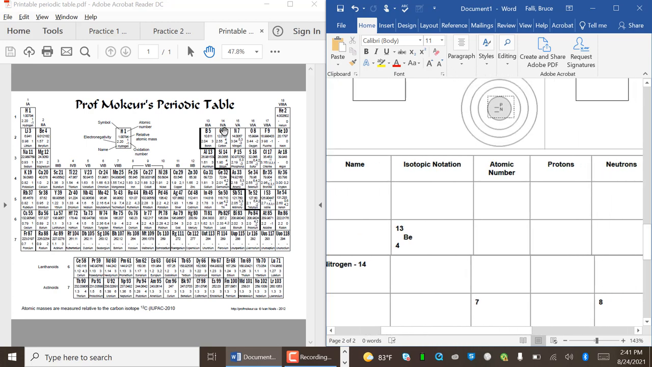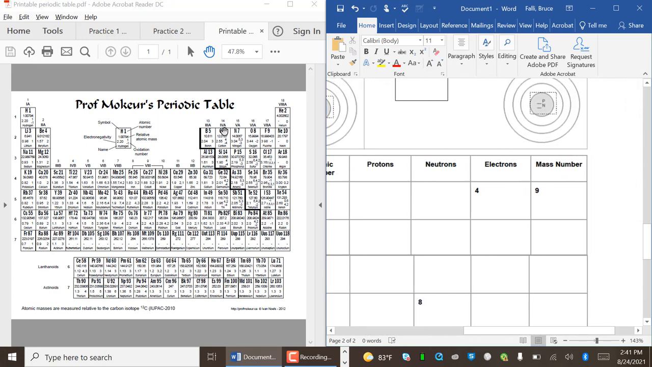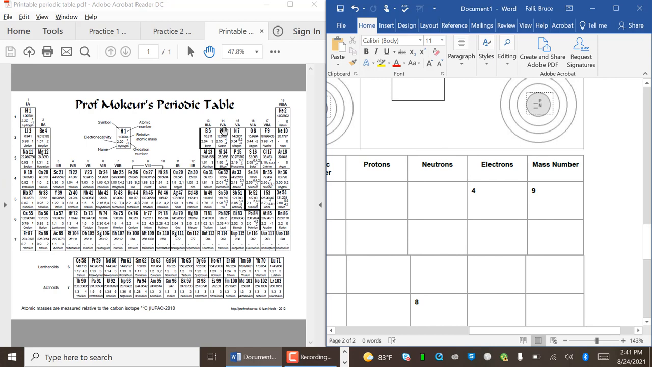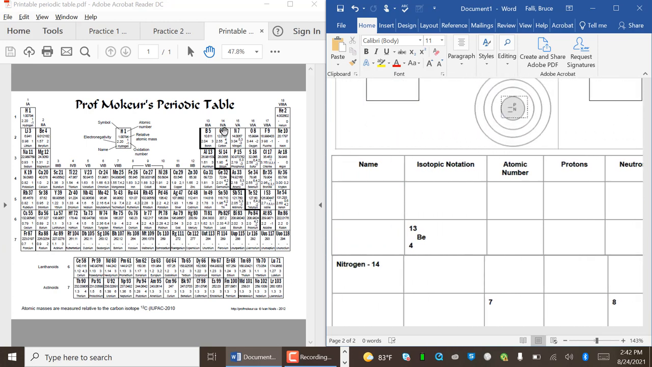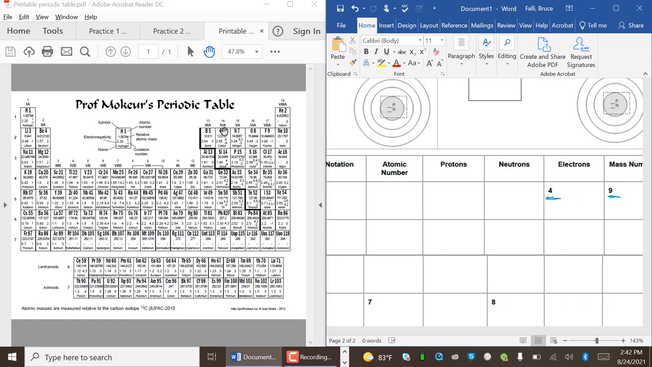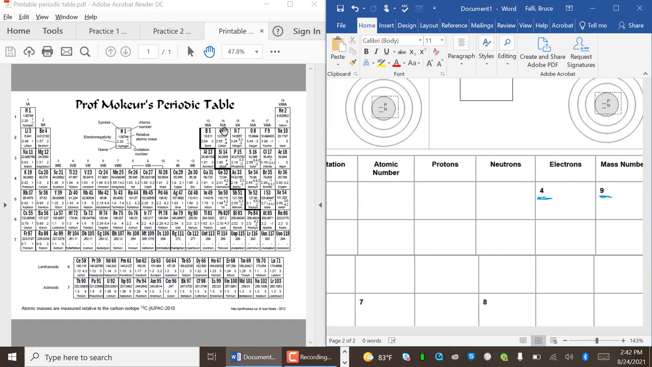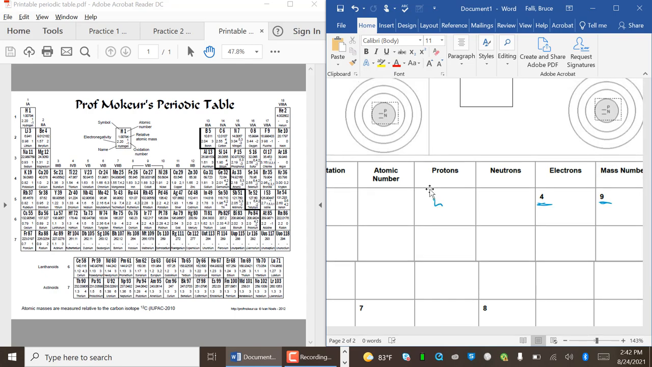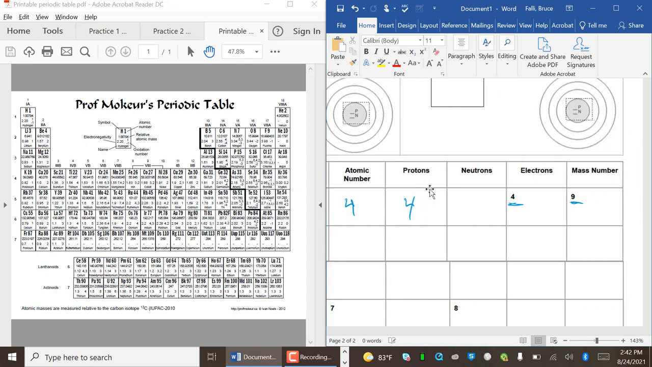Now we have these tables. These tables are tough. I see that thing's got 4 electrons, and the mass number is 9. That's all it tells me. Now, I'm going to have to assume no charge. And if I'm assuming no charge, because there's nothing that tells me there's a charge, that means that electrons equal protons. And no matter what, protons always equals atomic number.